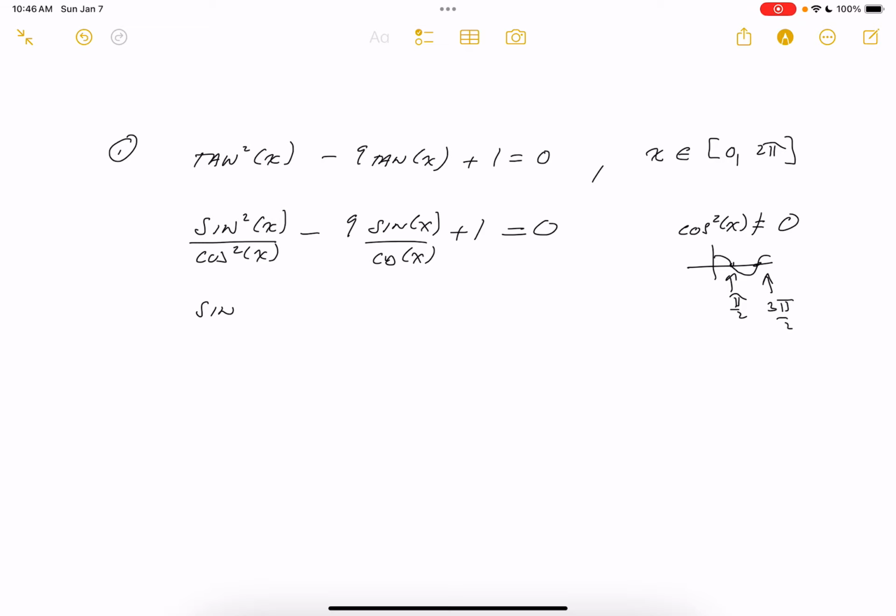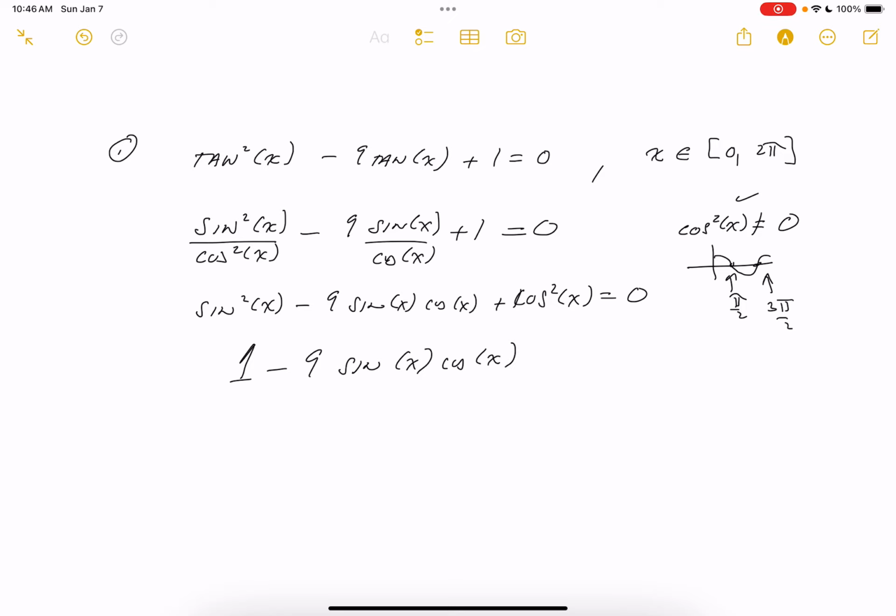You get sine squared minus 9. One of the factors, and again, multiplying by cosine squared, would cancel off. I get sine x cosine x. Then I get plus 1. No, not plus 1. Plus cosine squared, right? And 0 times cosine squared is just 0. Now, certainly, I notice immediately I got a Pythagorean identity, because sine squared plus cosine squared is 1. So I have 1 minus 9 sine x cosine x is equal to 0.